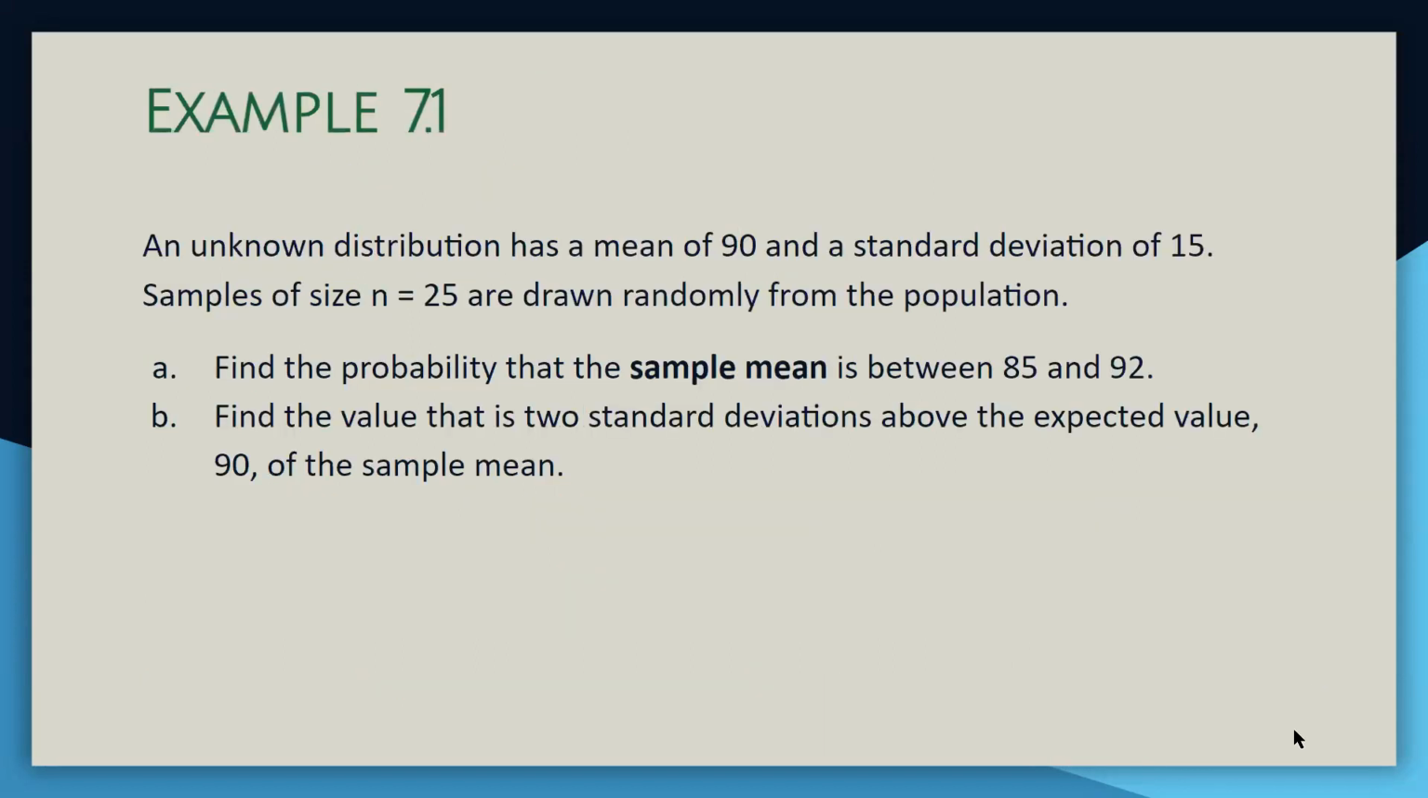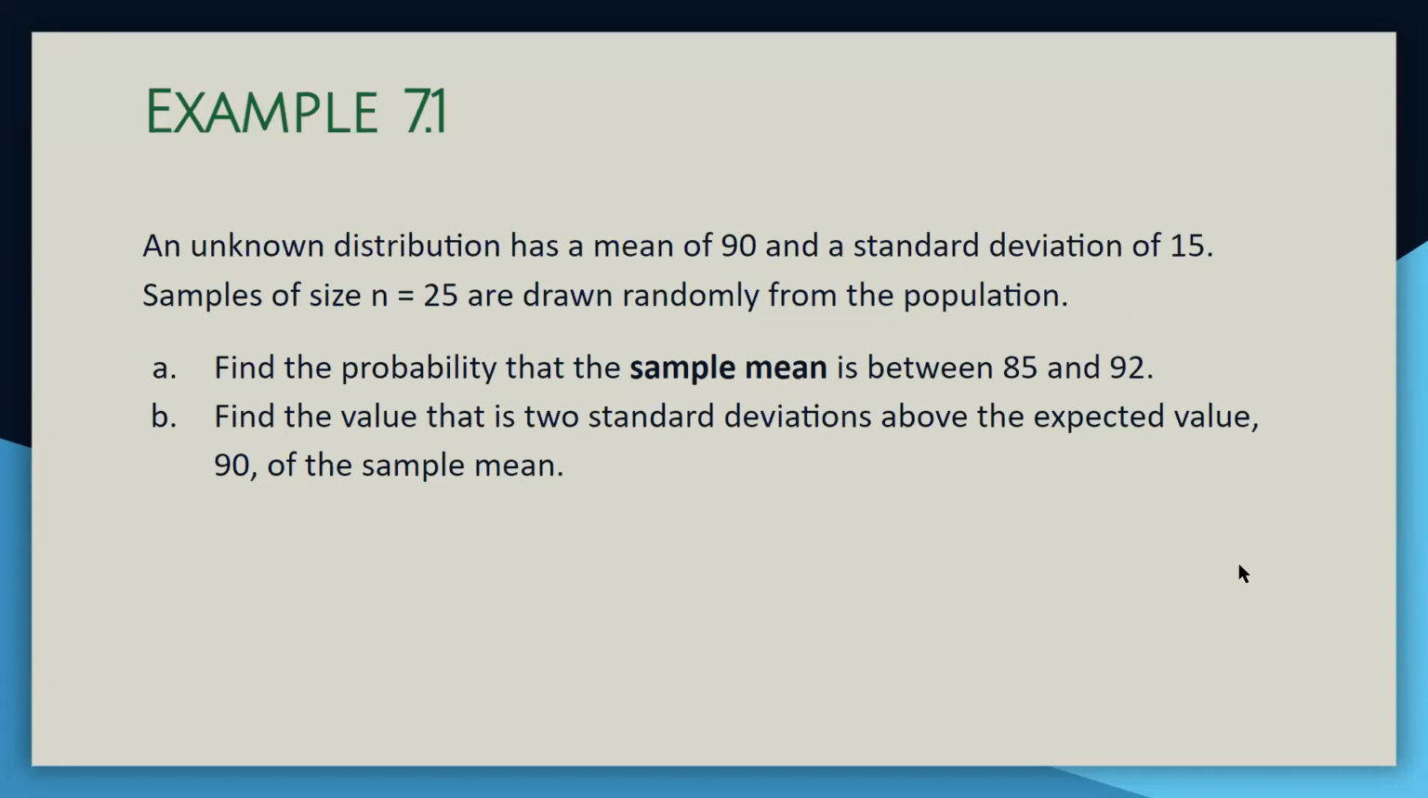So let's do an example really quick. Example 7.1 says an unknown distribution has a mean of 90 and a standard deviation of 15. Samples of size n equals 25 are drawn randomly from the population. Find the probability that the sample mean is between 85 and 92. Find the value that is 2 standard deviations above the expected value, 90, of the sample mean.